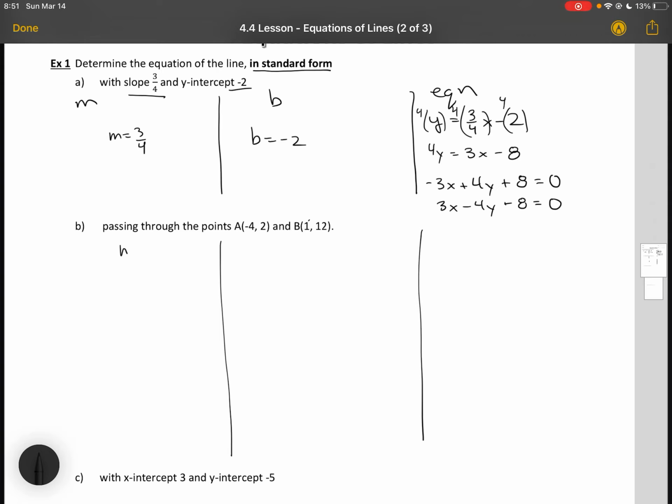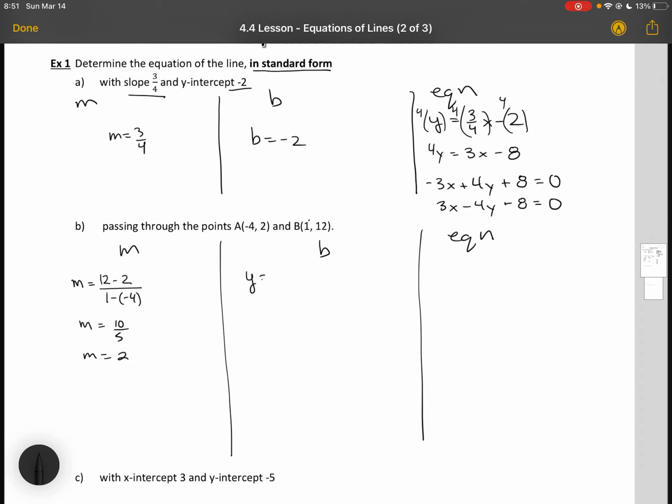So again, I need my slope and my b, and then I can write my equation. Because I have 2 points here, I know that I have to use the formula to find the slope. So y2 minus y1 over x2 minus x1, which gives me 10 over 5, which gives me a slope of 2.